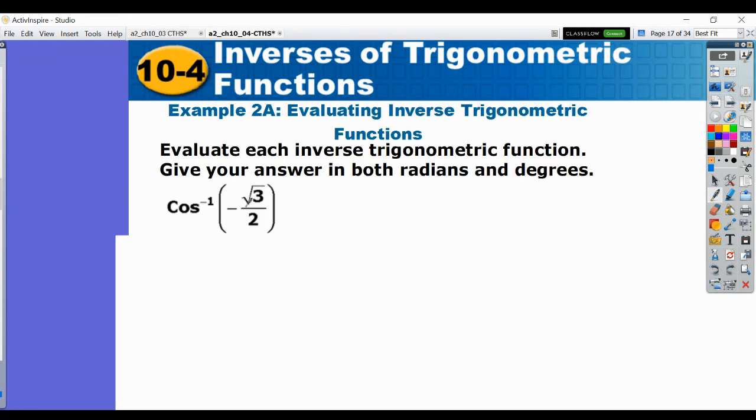All right, here we go. So this one has a capital letter. Now I'm only looking for one answer. Where is the cosine equal to the negative square root of 3 over 2? Try to do this in your head. This is where you're trying to picture your unit circle. Where's the cosine? Square root of 3 over 2, but negative.